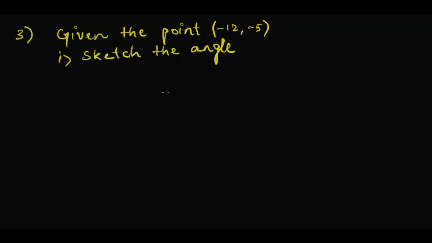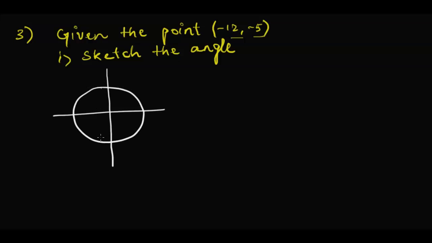Another type of question that we have is, given the point -12, -5, we are supposed to sketch the angle. This is our unit circle and this is the coordinate grid. We have a negative x and a negative y value. So that means this point should lie in the third quadrant, where we have negative x and negative y axes. So let's say the point lies somewhere here. We connect the point with the center of the circle. This will form our terminal arm.